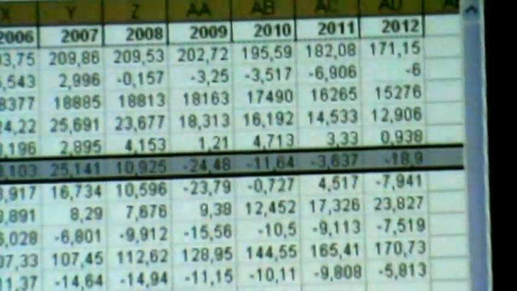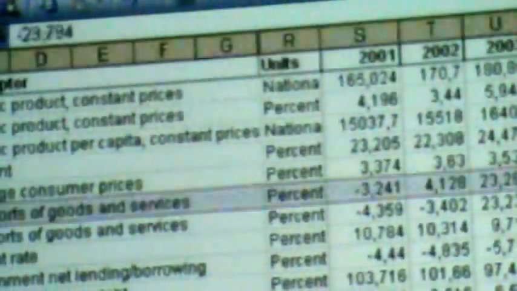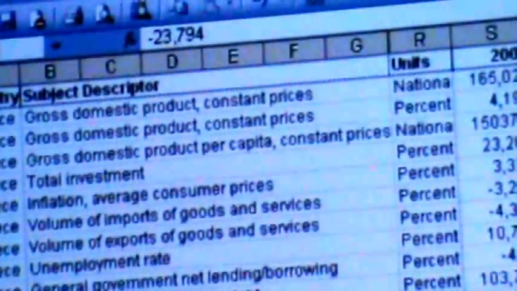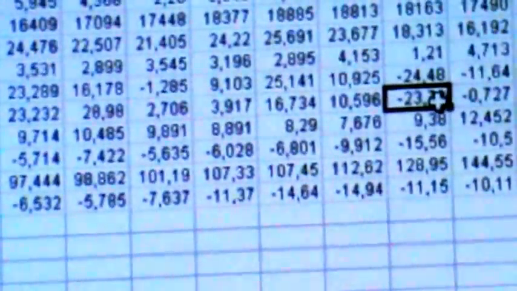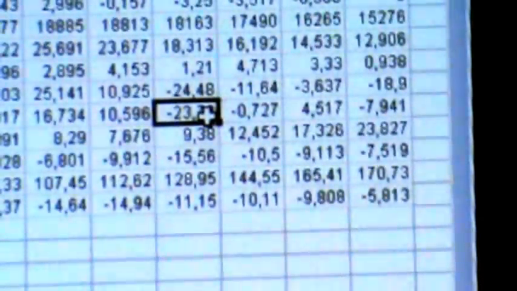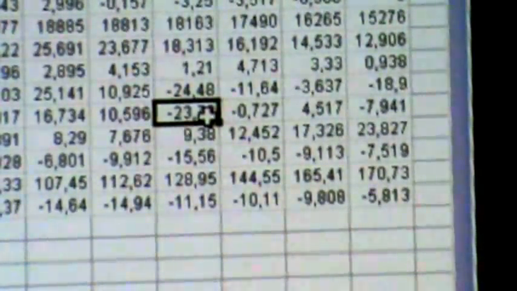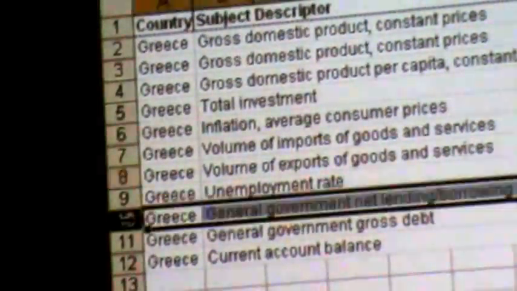You also see that exports fell hugely in 2009. That's because the rest of Europe wasn't buying Greek olives and wasn't going to Greece on vacation. But then exports were doing okay. It's not that bad. What else do we have? Unemployment. Let's see government borrowing.